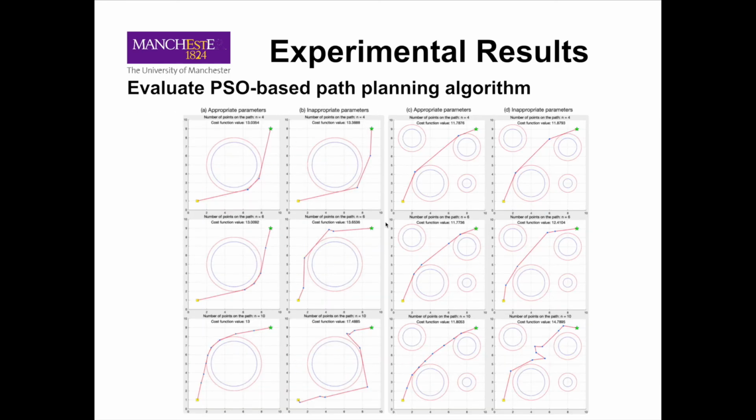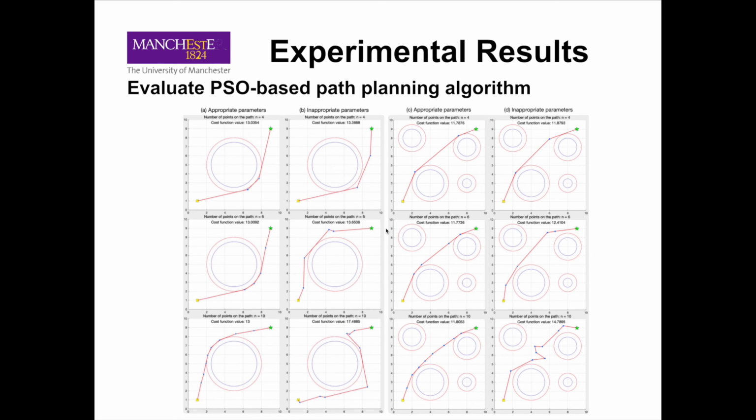Then, as for evaluating the PSO-based path planning algorithm in both setting 1 and setting 2, here are the results. For each setting, it has 2 kinds of results: paths generated by the algorithm with appropriate parameters, and paths generated by the algorithm with inappropriate parameters. For both, we got an n equals 4 case, an n equals 6 case, and an n equals 10 case.